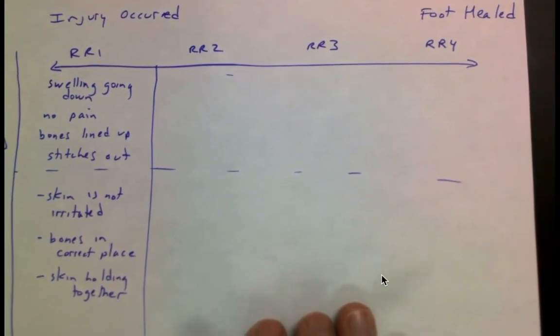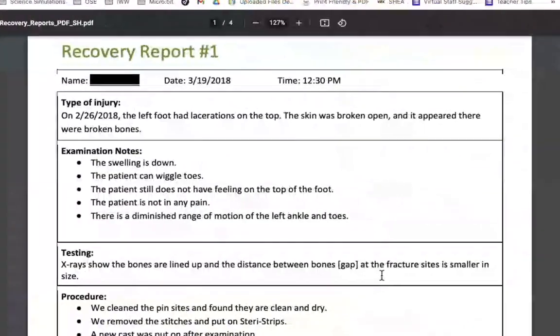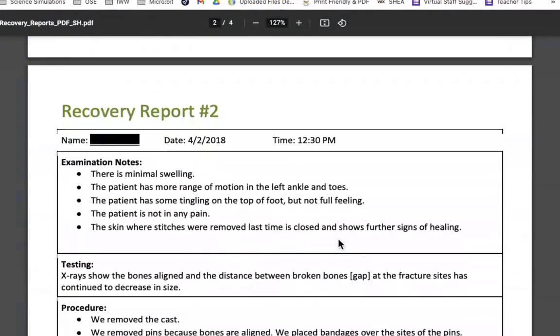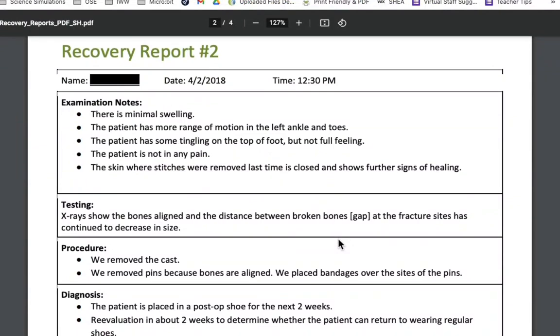We go to our recovery report number 2. So recovery report number 2, again, minimal swelling, so swelling is going down even more. Has more range of motion in the left ankle and toe, so you can move it a little bit more. There's some tingling on top of the foot, so he's getting some sensation back. He wasn't able to feel that before. No pain, which is really good. The skin where the stitches were taken out show more signs of healing, so maybe the skin's looking better.